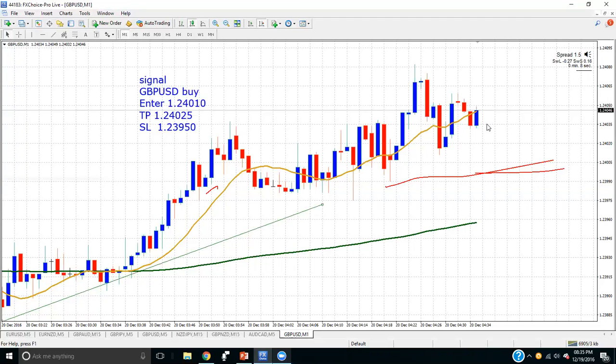Unless it's a pending order, and then this doesn't matter. If it's a pending order and it's a buy limit or a sell limit or a buy stop or a sell stop, then none of this matters. You put it in just like it says.